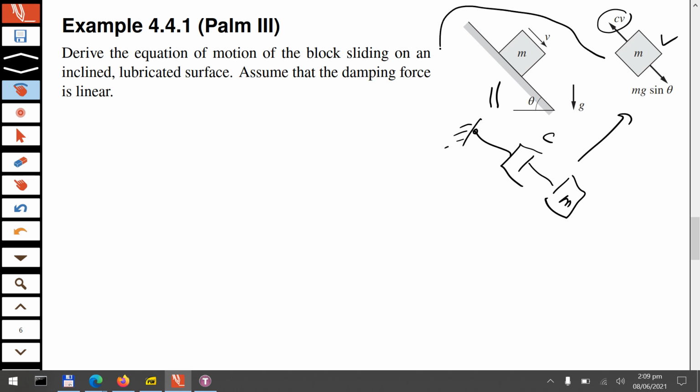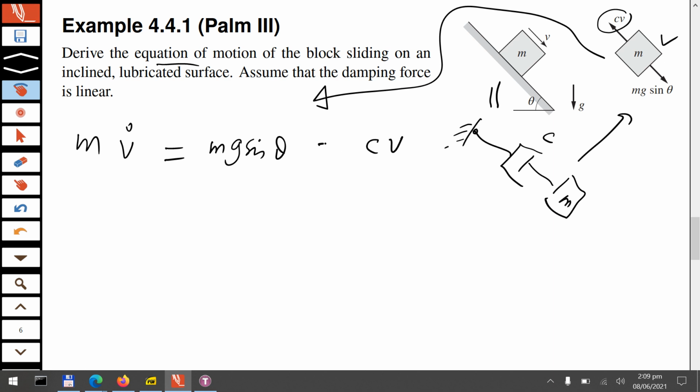Now if we take this free body diagram and want to write the equation of motion, you just apply Newton's law. In Newton's law, on the left side we have velocity dot times mass, and on the right side the total force. The force in the direction of V is mg sin theta, and the force opposite to V is c times V, with a minus sign, and that is how you arrive at the damping force in the equation of motion.